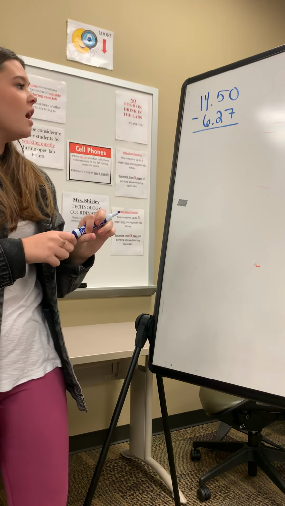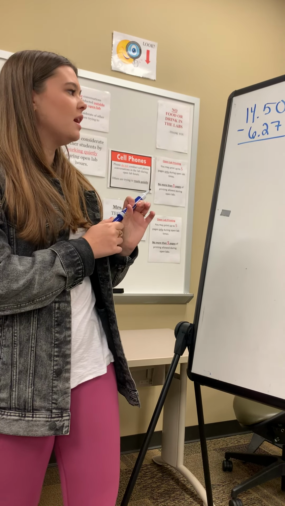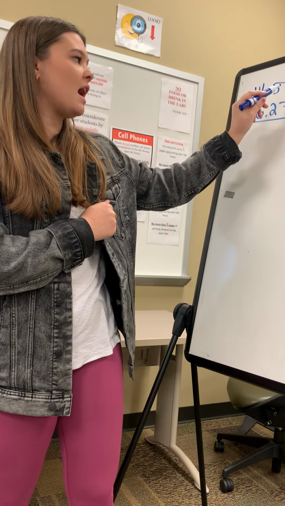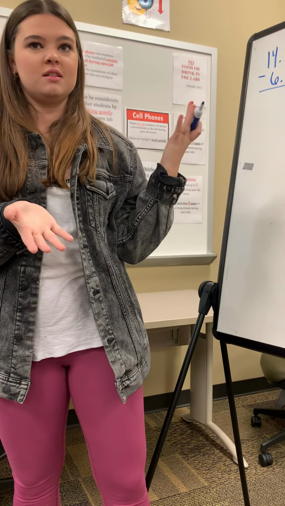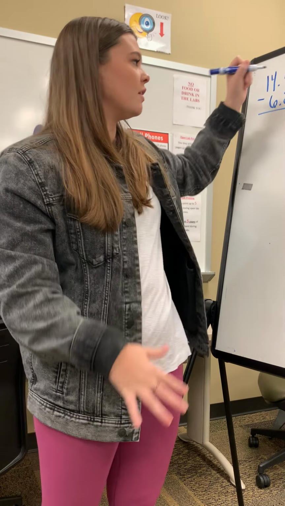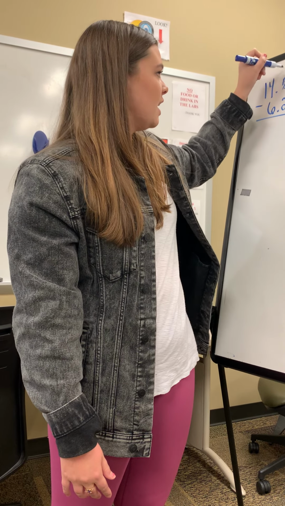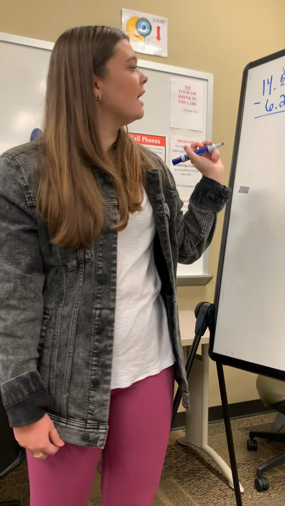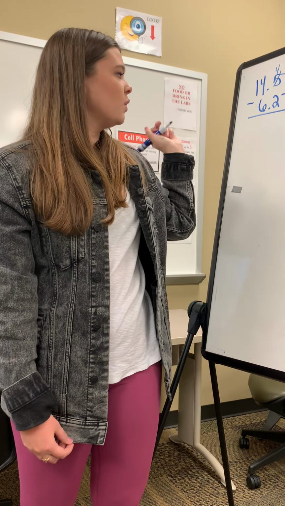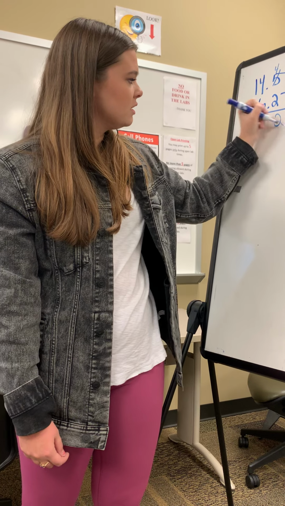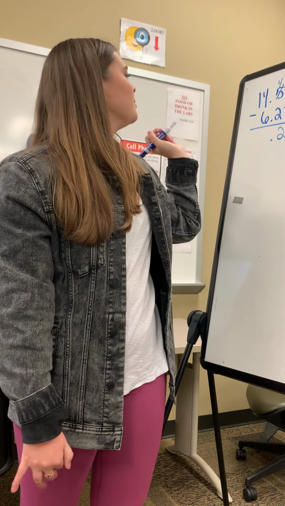Now, can anyone remind me, from our lesson a few weeks ago with money, when we have a 0 and we're trying to subtract from a 0, can we do that? No, we have to borrow. Okay, so the 0 becomes a 10 and the 5 becomes a 4. Now 10 minus 7 is 3. 4 minus 2 is 2, and we bring our cent sign, or decimal, down.